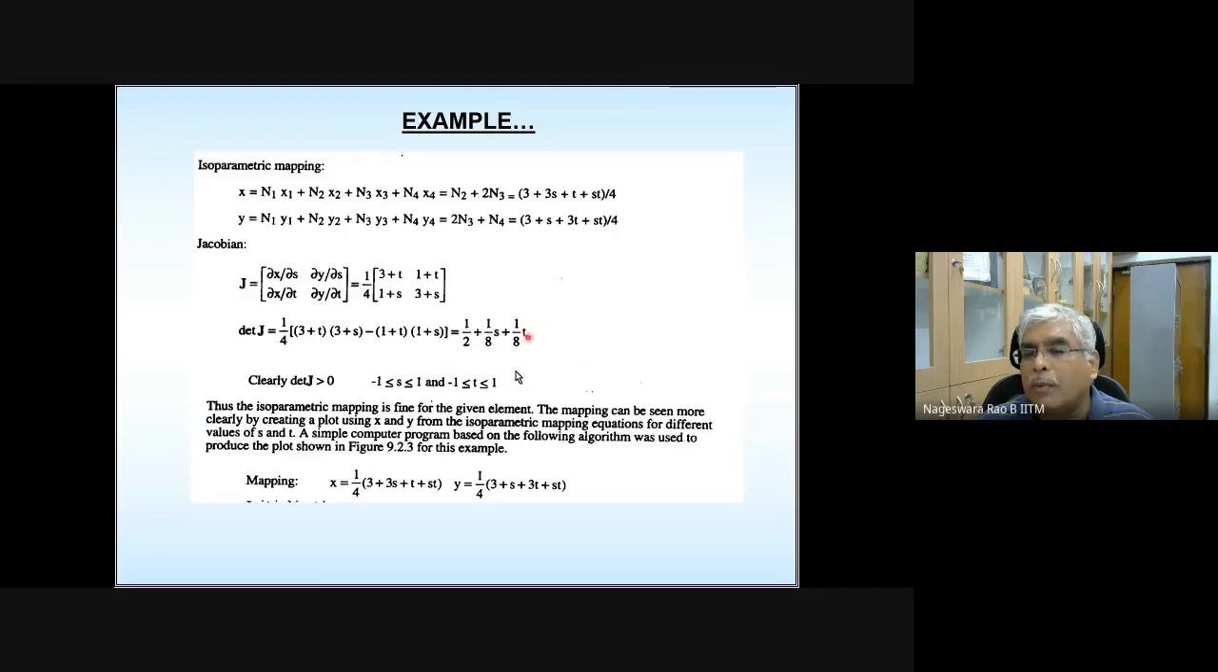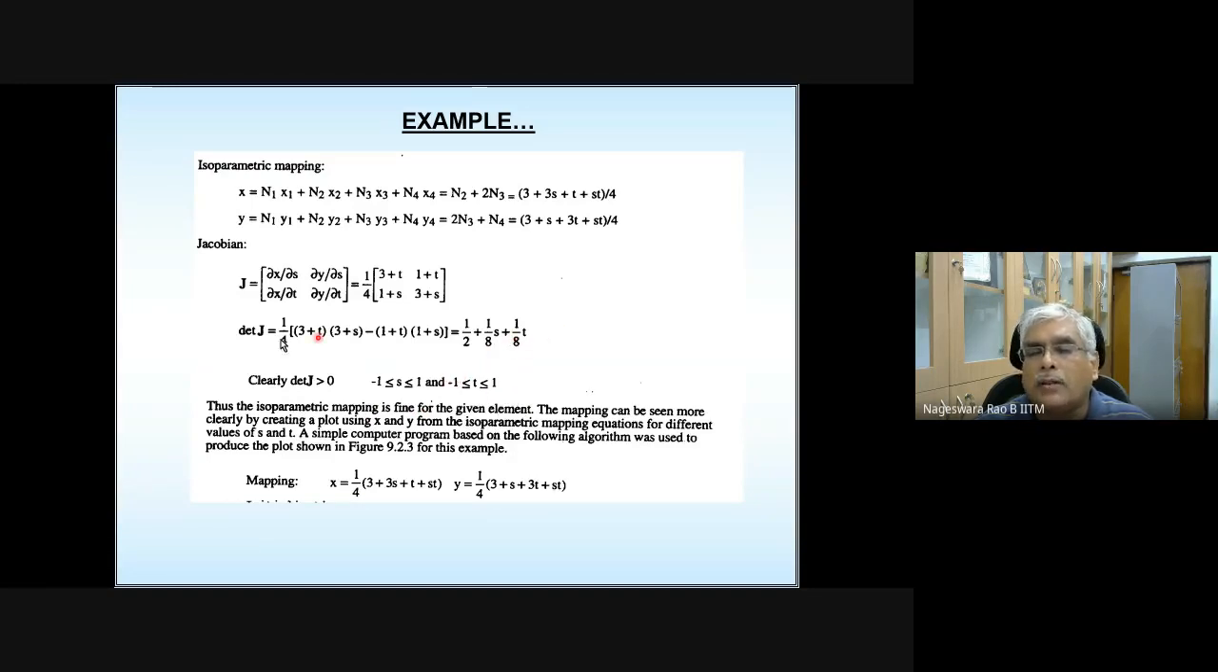Okay, or you can plot it. It's going to be a two-dimensional plot. S goes from -1 to 1, T goes from -1 to 1. You plot a three-dimensional plot in MATLAB or Mathematica and see whether this equation, this plane, this is not an equation of a line, this is the equation of a plane, whether this plane is above the zero line or not. Obviously it's going to be above the zero line, so the mapping is fine. So this is one way of checking.